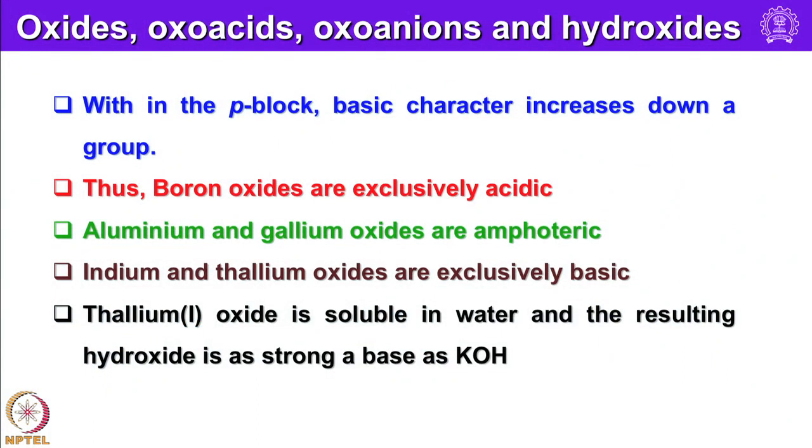This is true with most of the groups as well. Thus boron oxides are exclusively acidic, but when you go for heavier ones, of course aluminum is amphoteric and gallium also to an extent amphoteric, whereas indium and thallium oxides are exclusively basic, and thallium(I) oxide is soluble in water, and the resulting hydroxide is a strong base and its basicity can be compared to potassium hydroxide.